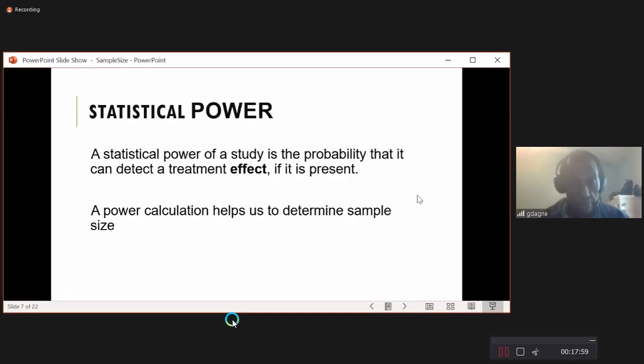As I said earlier, statistical power is simply the probability of detecting an effect if the effect is present. That's very important. This is a conditional probability: if the effect is there, the chance of detecting that effect is called statistical power. These concepts are related to sample size also, because as the sample size increases, the power also increases.